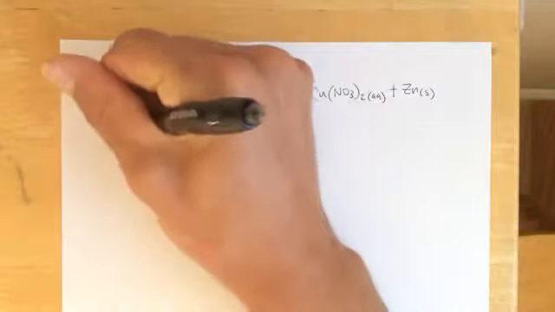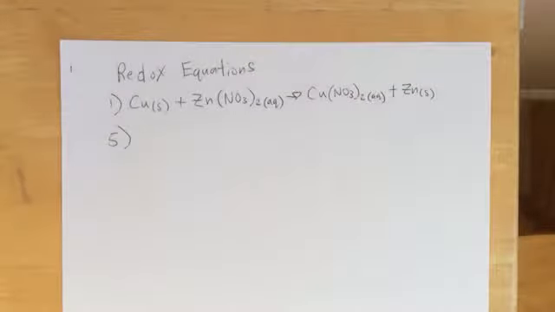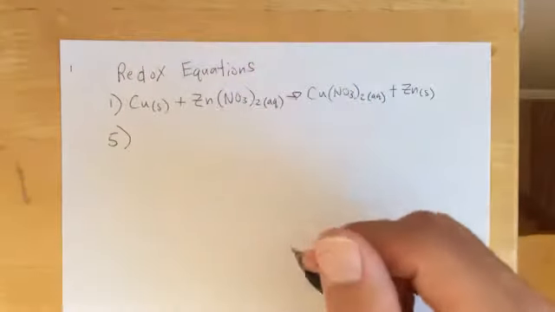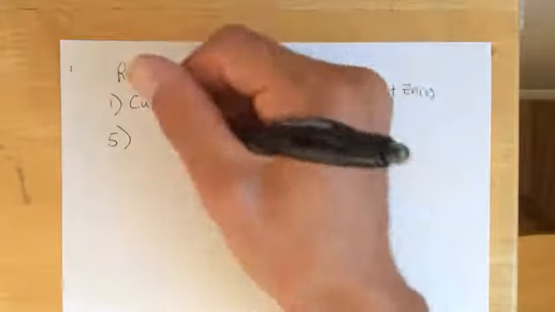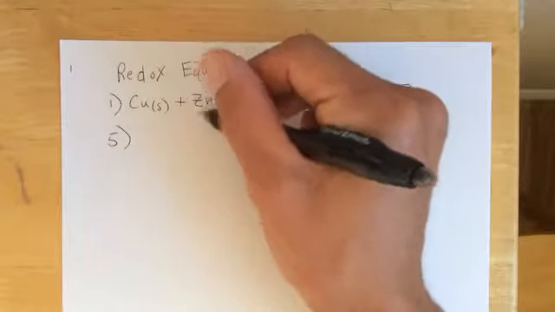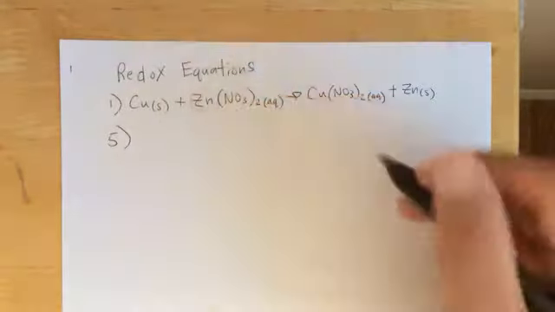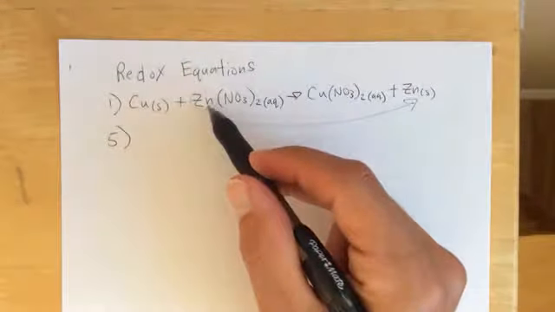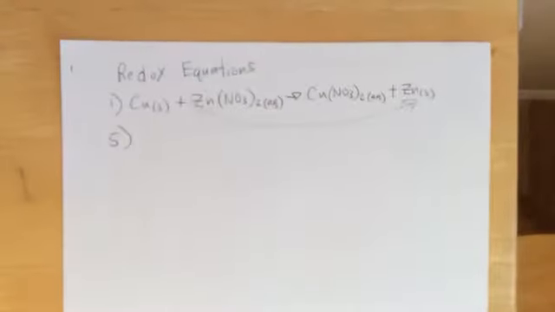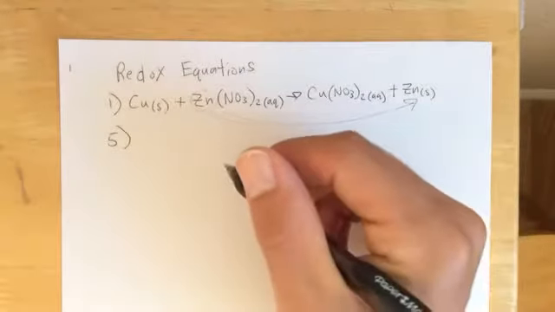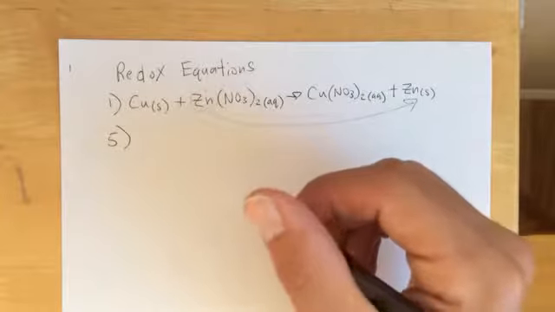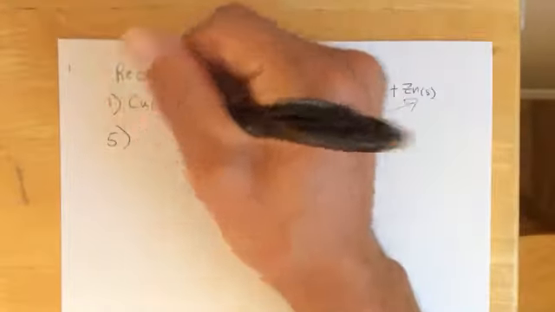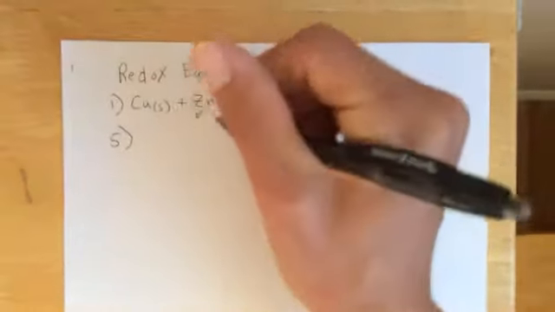For number 5, it's asking for balanced half reactions for the reduction. Let's take the same example, where zinc was reduced. If we just focus on zinc, it was connected with nitrate, and then it became a solid. That means it gained electrons. That's what reducing or reduction means in chemistry. So we can single zinc out.